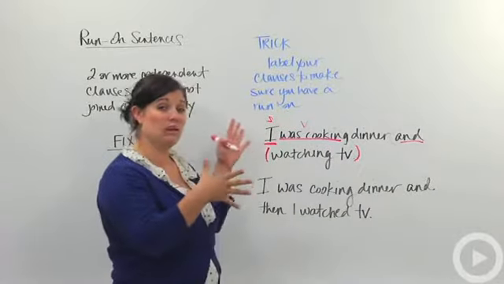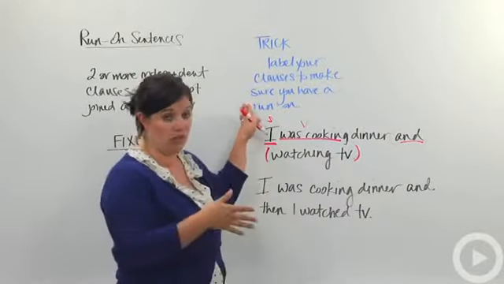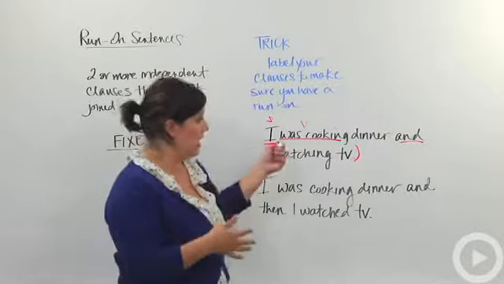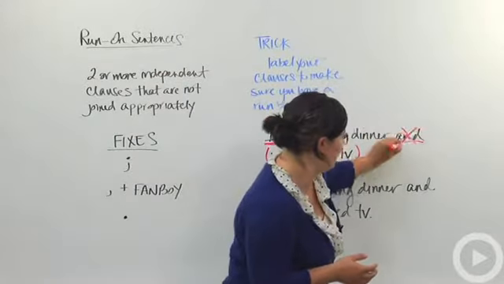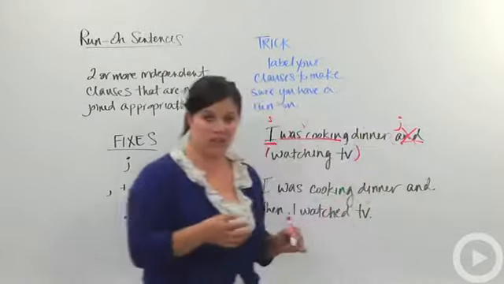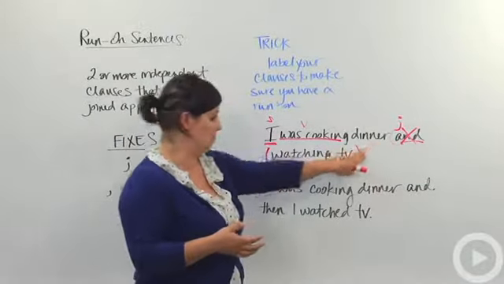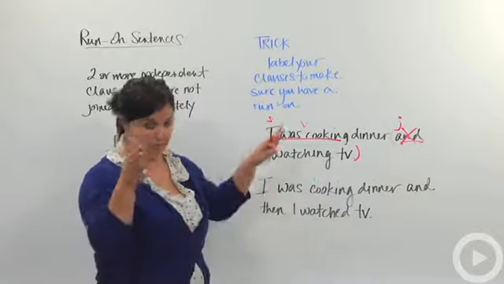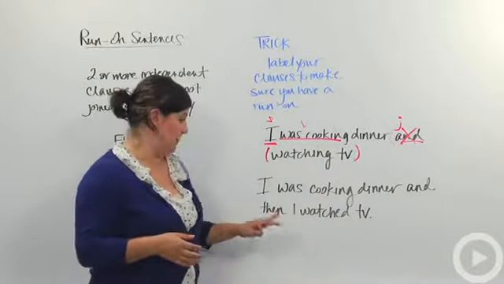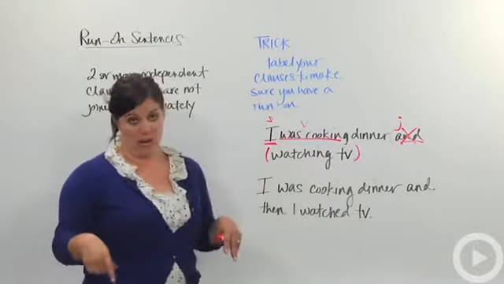So this is what I mean when I say make sure to label your clauses before you go in and change things. If you were to get rid of this and put a semicolon there, it would be grammatically incorrect because this side could stand on its own, but this side couldn't. All right, let's take a look at a different example. I was cooking dinner and then I watched TV.